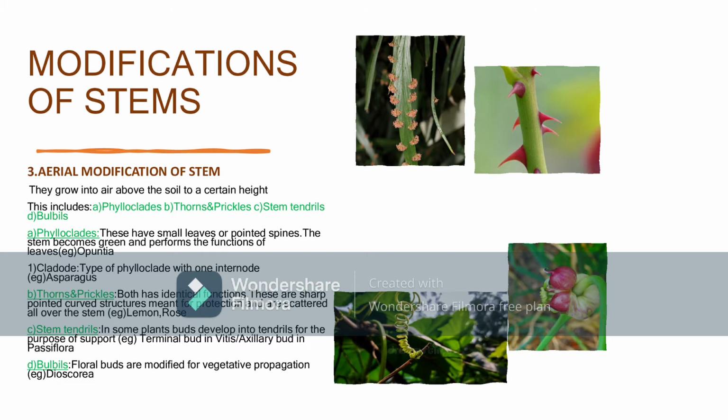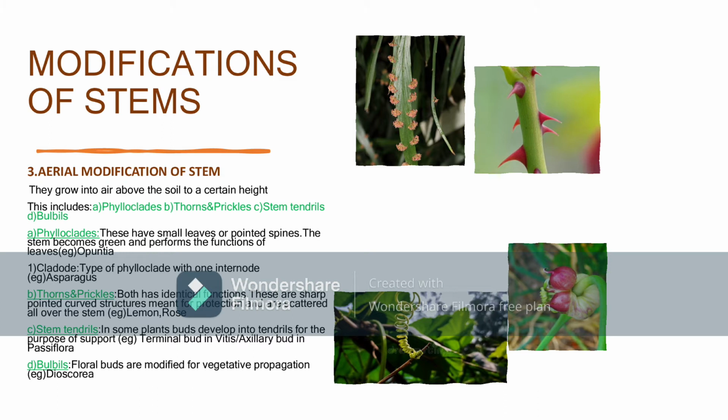They are sharp, pointed, curved structures meant for protection, scattered all over the stem. Example: lemon, rose. Stem tendrils: in some plants, buds develop into tendrils for the purpose of support. In the case of Vitis, the terminal bud develops into stem tendrils, and in the case of Passiflora, the axillary bud develops into stem tendrils.